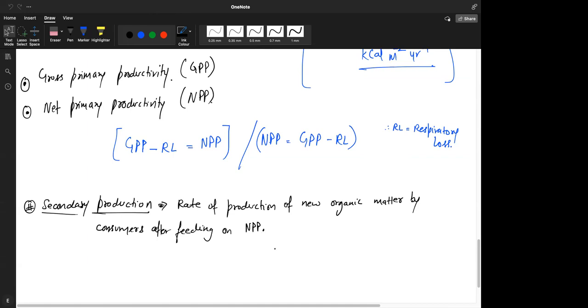Cool. So primary and secondary production both are clear, and secondary production will depend on NPP, and primary production will depend on what? Four options: GPP, NPP, both of these, none of these. Primary production will depend on GPP, NPP, both of these, none of these. And I told you secondary production will depend on NPP.